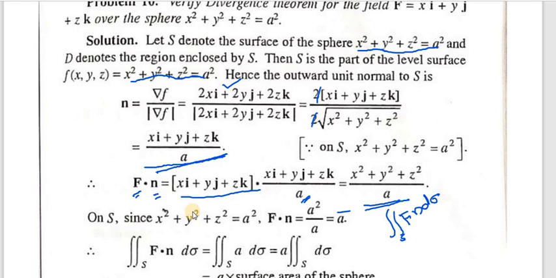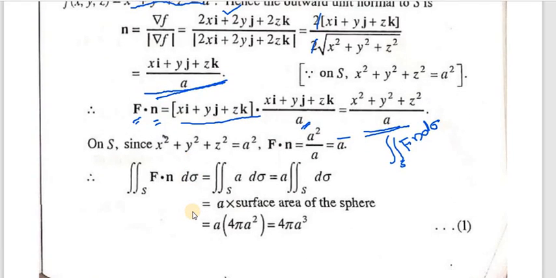F is given here, so its value can be represented as double integral over S f dot n d sigma is equal to double integral over S a into d sigma. F dot n equal to x square plus y square plus z square by a, and on the surface S, x square plus y square plus z square equals a square.